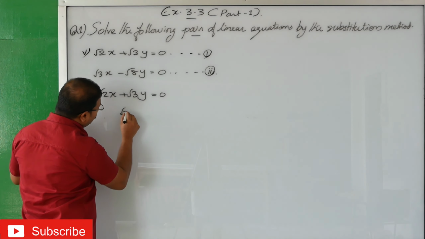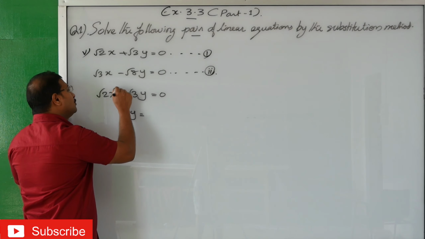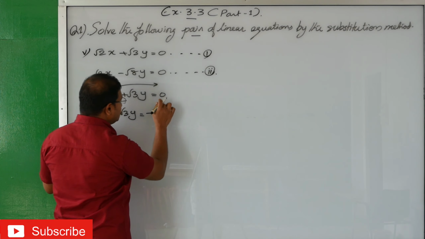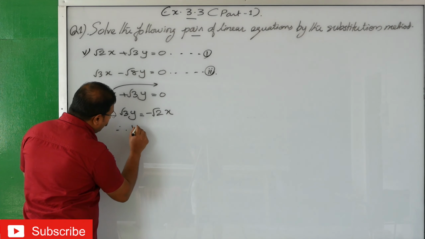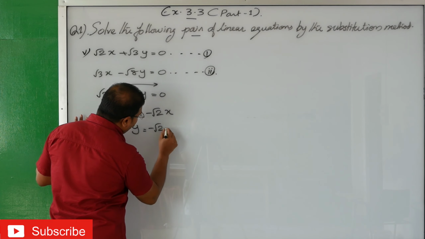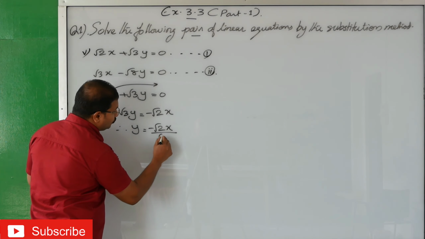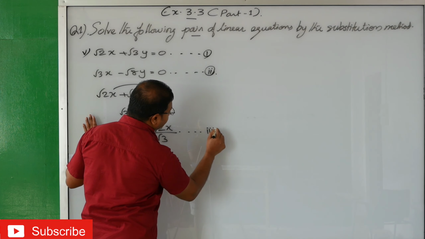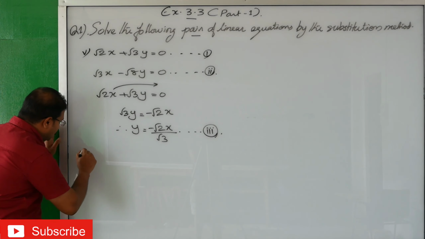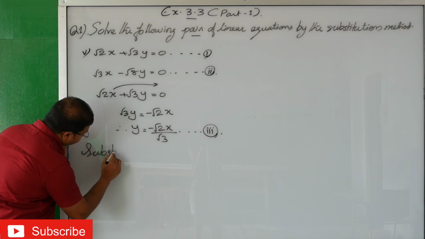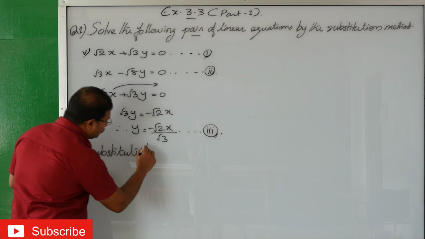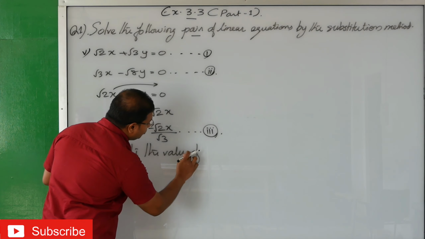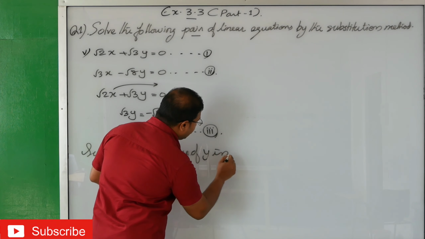From here, root 3y equals, see, root 2x goes to the next side, it will be minus root 2x. 0 means no need to write. Therefore, y equals minus root 2x divided by root 3. Root 3 will divide. Ready? That is equation number 3. Now what will you do? Substitute the value of y in equation 2.